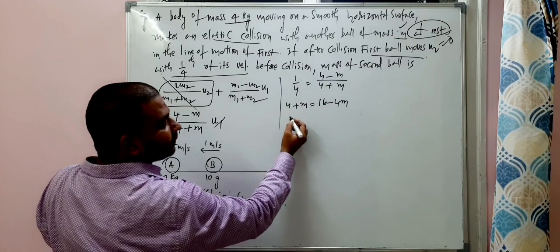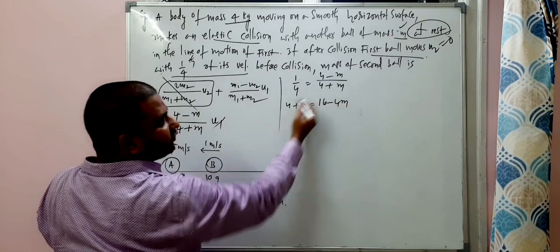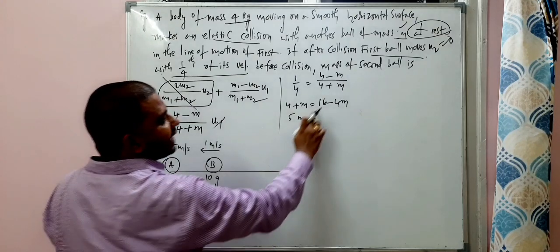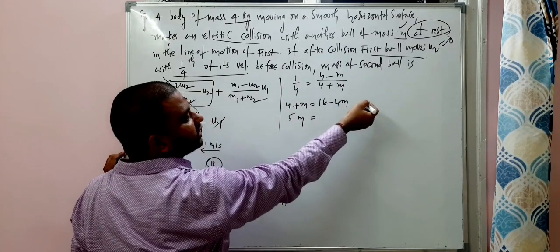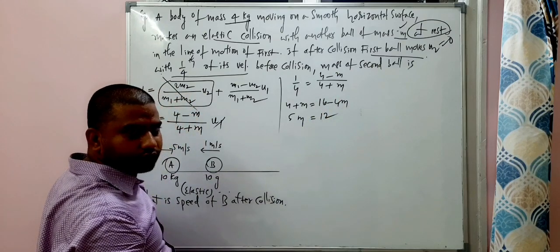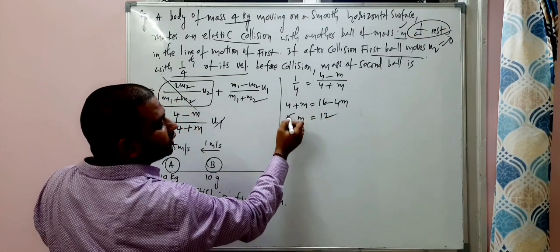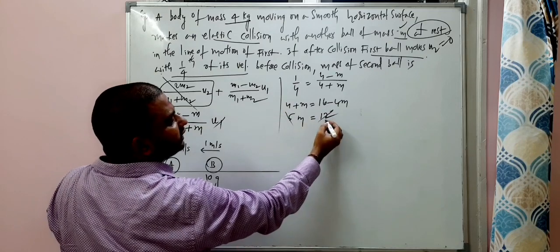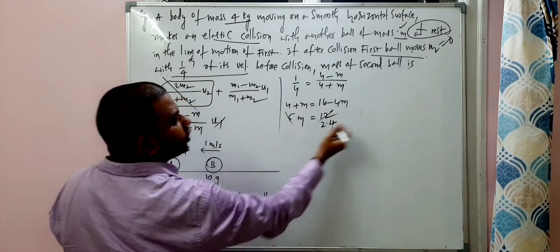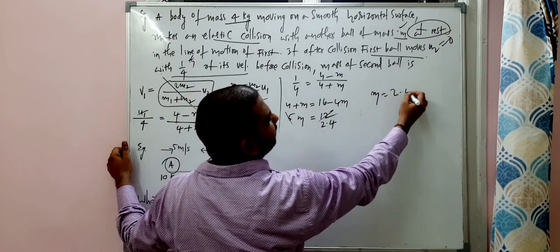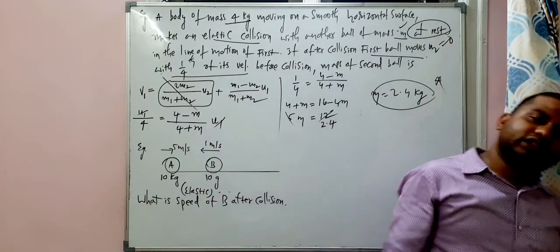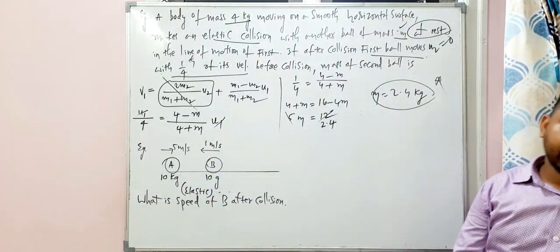And here, the minus 4m comes across as plus 4m, total 5m. And this 16, this plus 4 comes to the other side, that will be minus 4, 16 minus 4. Okay. So 5m is 12 and m is 2.4. So the answer is the mass of the second body is 2.4 kilogram. These questions will be asked.